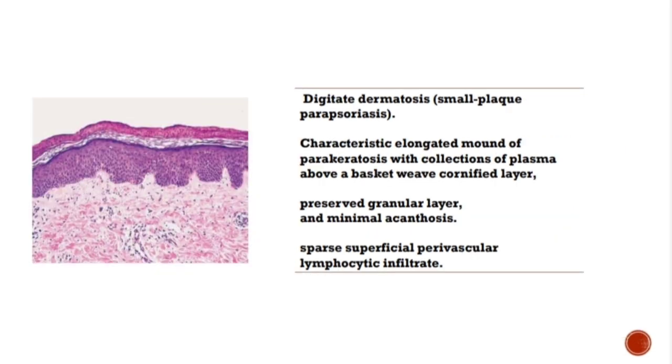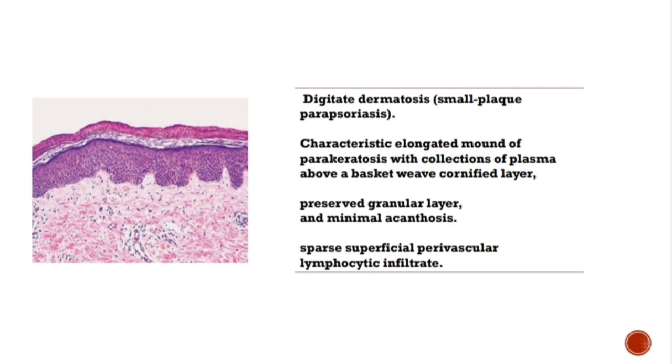The next entity is digitate dermatosis, small plaque parapsoriasis. As shown in the histological image, there is a characteristic elongated mound of parakeratosis with a collection of plasma cells above a basket-weave cornified layer. There will be a preserved granular layer, and then there will be minimal acanthosis with a sparse superficial perivascular lymphocytic infiltrate.